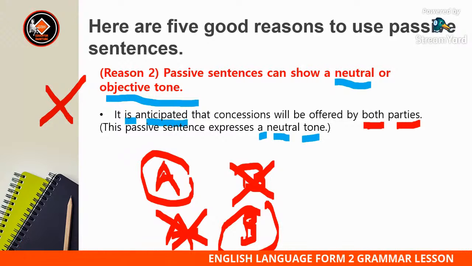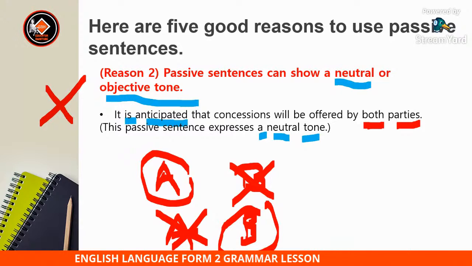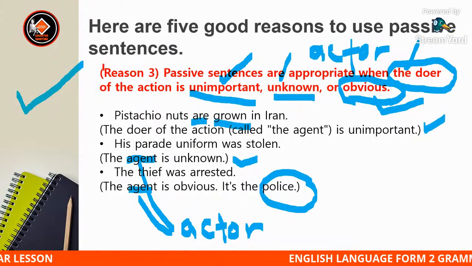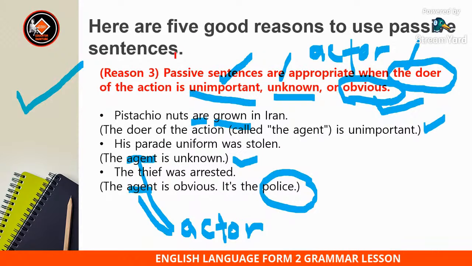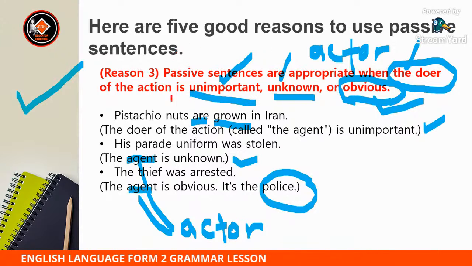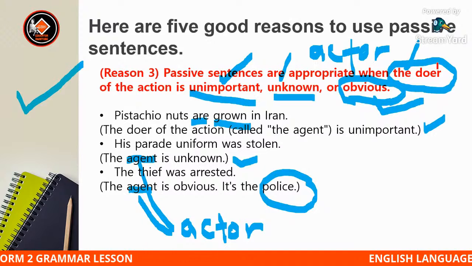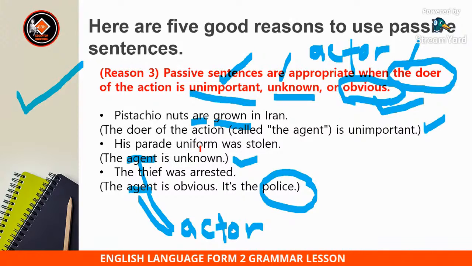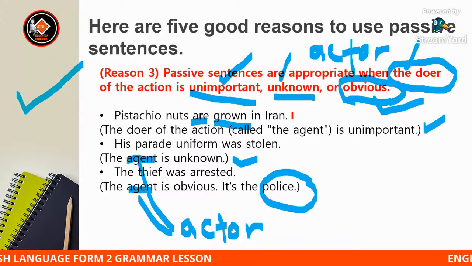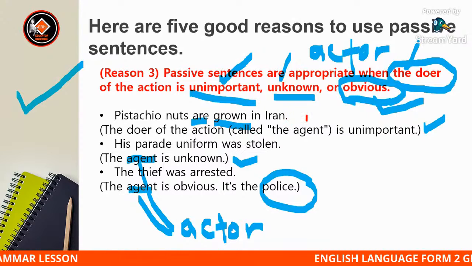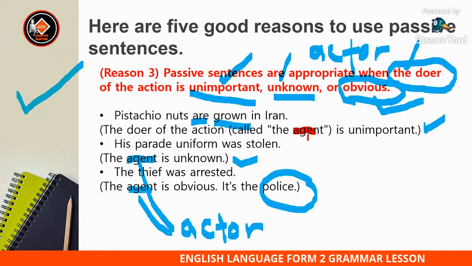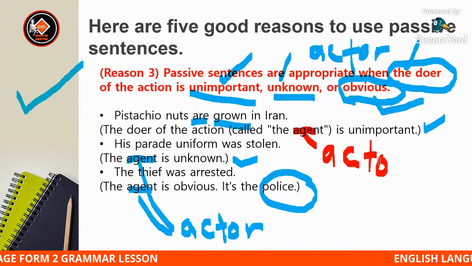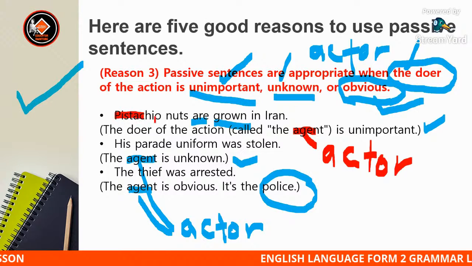Okay, next. For number 3, we did earlier. This is important for you for form 3, form 2. There are 5 reasons to use passive. The third reason is when the action or the actor, the doer, is not important or unknown or obvious. So number 1, I think just now you saw pistachio nuts are grown in Iran. Is the actor important? Who grows the pistachio? Not important, right? More important is the pistachio nuts.